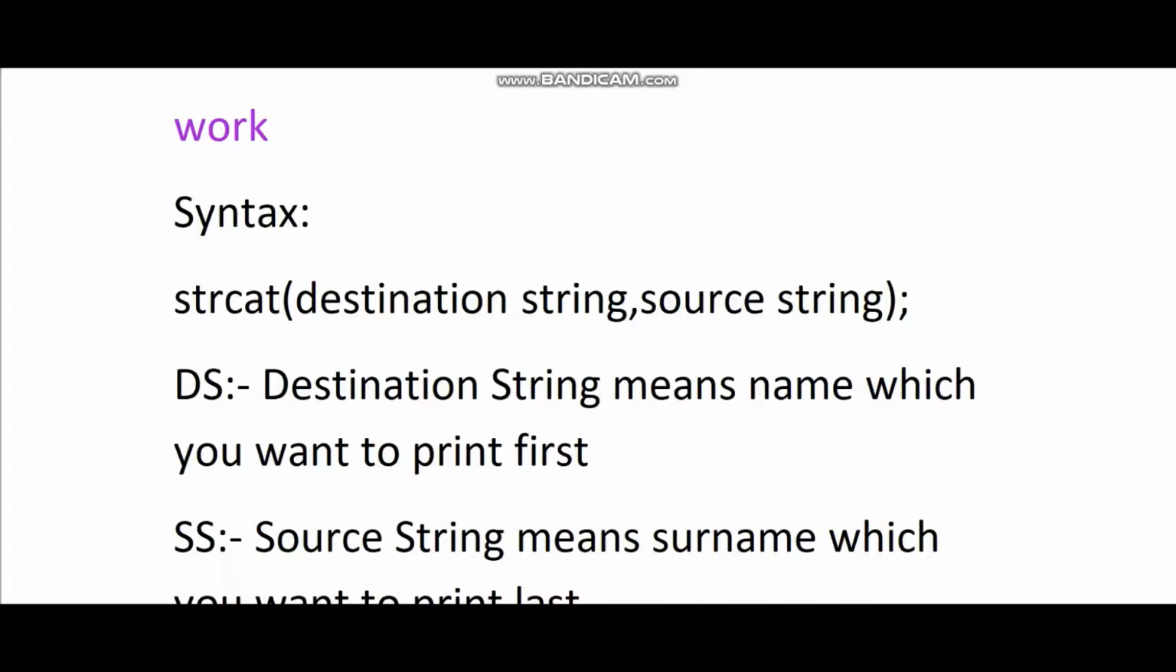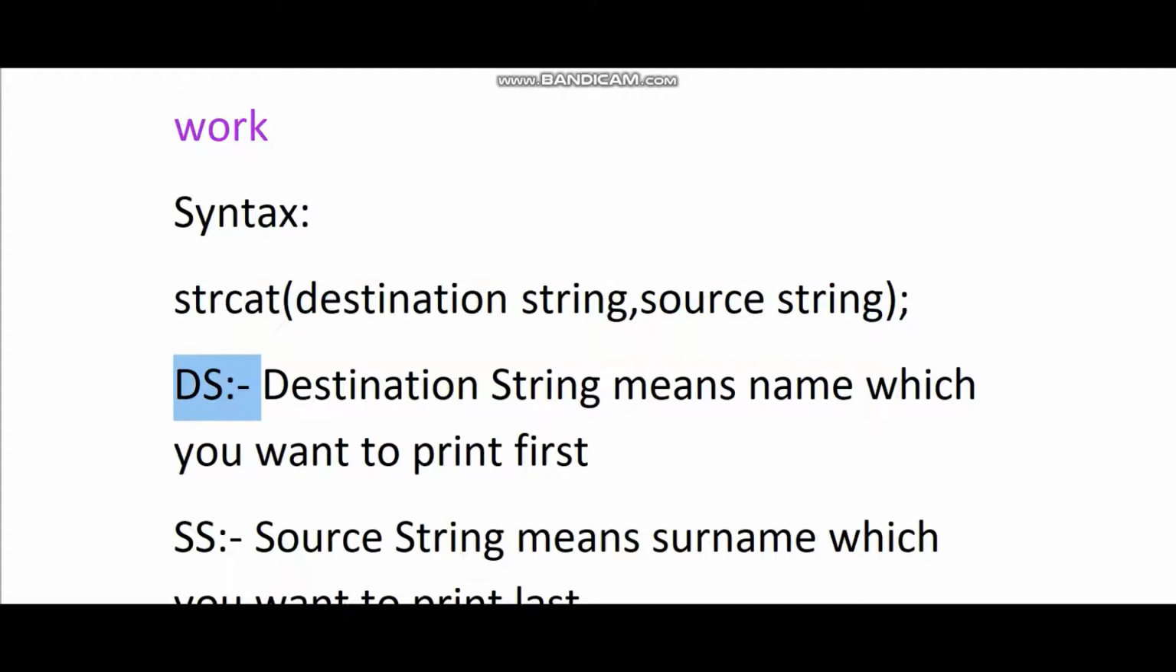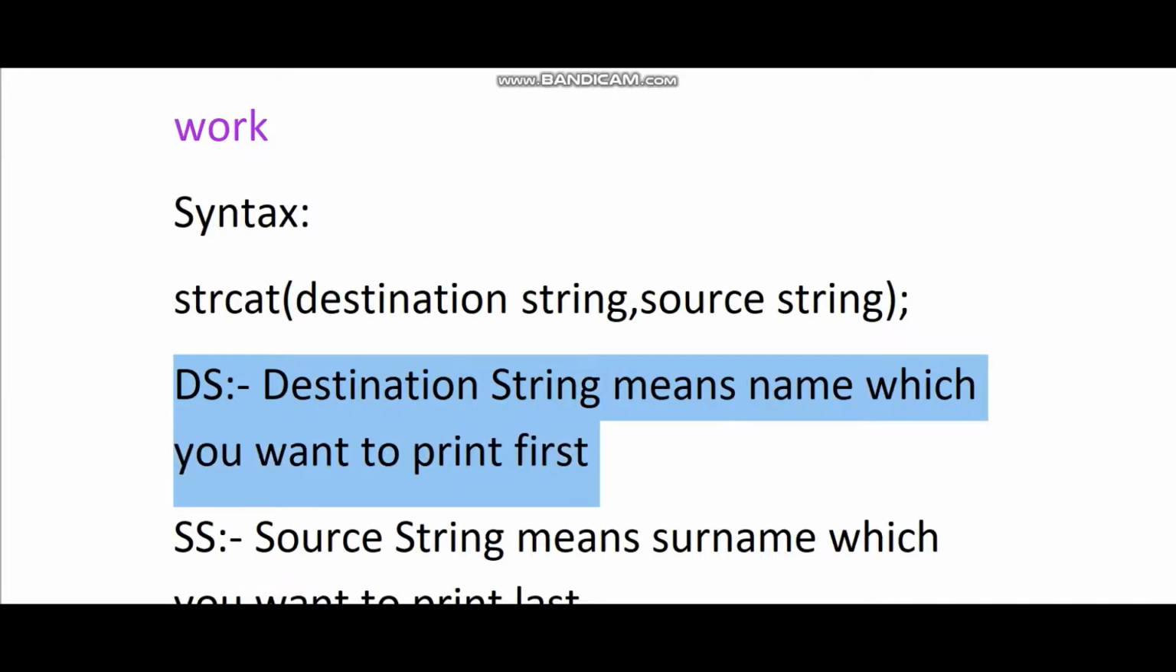So now how to do it? Basically, the correct method for this is strcat, destination string comma source string. Now, what is destination string? Destination string means the name which we want to print first. Like for example, if I want to print Bhavya Patel like this.